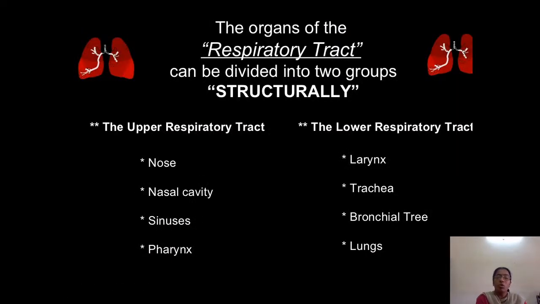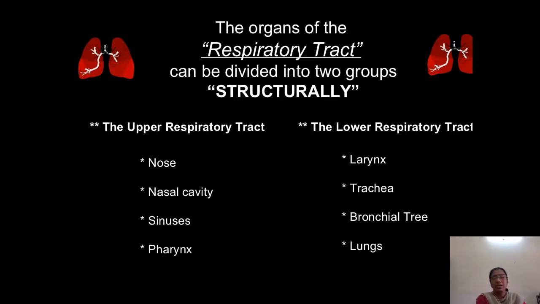So what we have completed up till now is the upper respiratory tract. What are the structures we have seen? The nose, nasal cavity, sinuses and pharynx. We have seen all the parts in detail. We have studied the nose and nasal cavity not only in the respiratory system, but also in special senses, along with the sinuses. Now we are done with the pharynx.